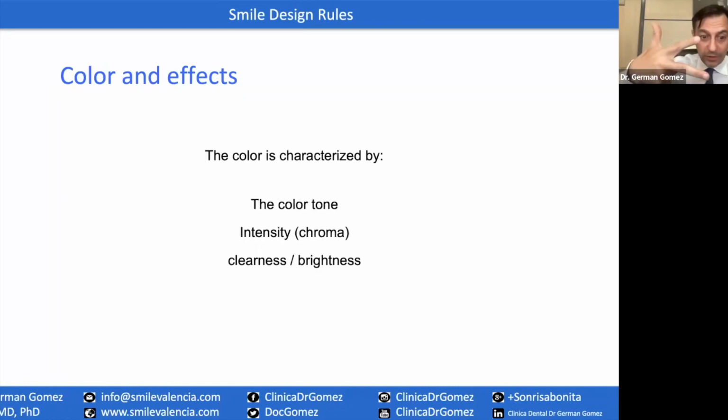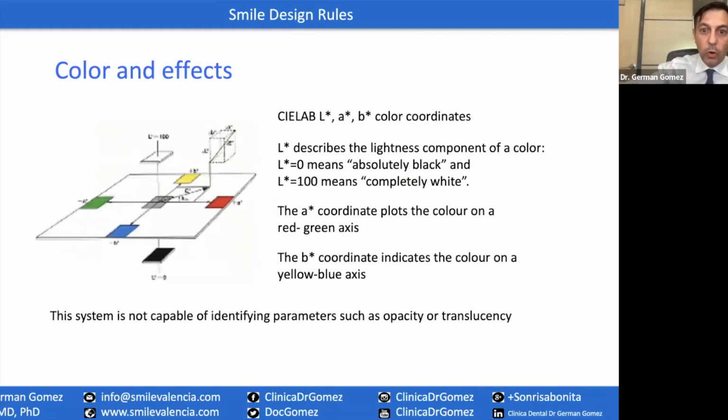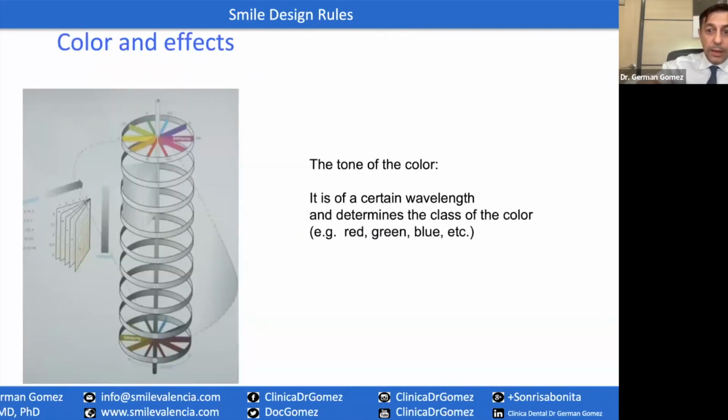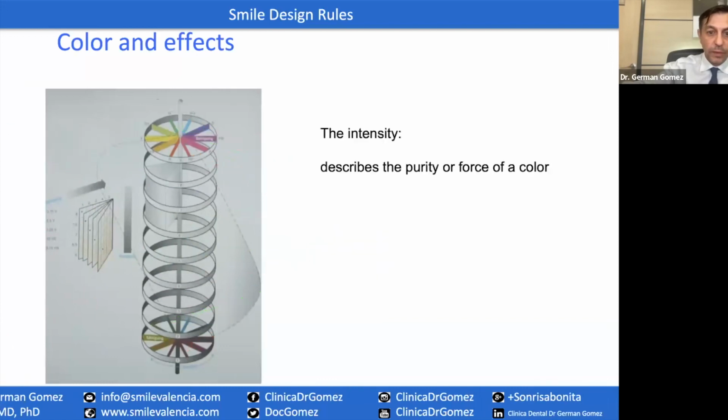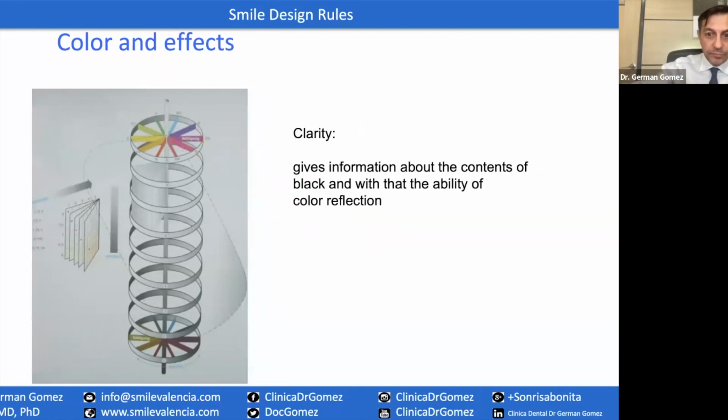But the color has three characteristics. Okay, first the color tone, then intensity and clearness. The color tone is more or less what we call the color. That means red, green, or blue. That's the tone of the color. Then the intensity is how saturated is that color, how intense is that color. And the clarity, how much is it mixed with black, for example. A lot of black, less intense, less clear. Less black, then it is more clear.